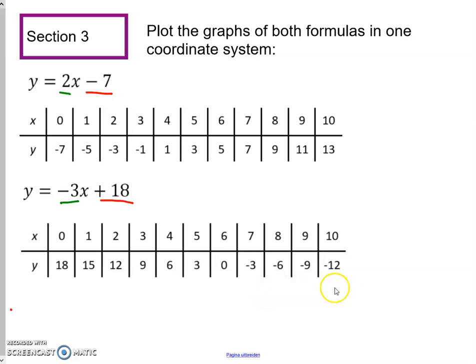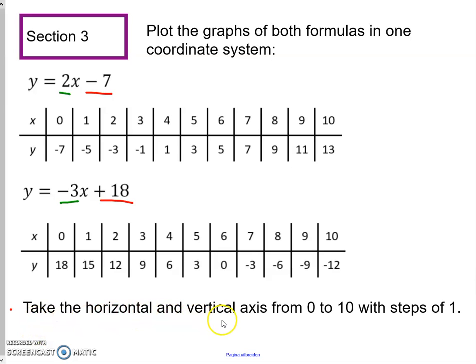So, now I'm able to plot both graphs in one coordinate system. For this exercise, we take the horizontal and the vertical axis from 0 to 10, and we use steps of 1. It's not a problem if some of these results, you will see that some of these results we're not able to plot in this coordinate system, but that is not a problem. So take some time to draw the coordinate system, and then you're going to plot your graphs.